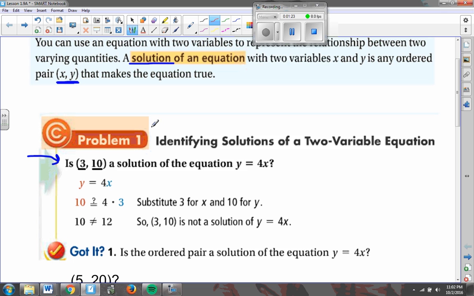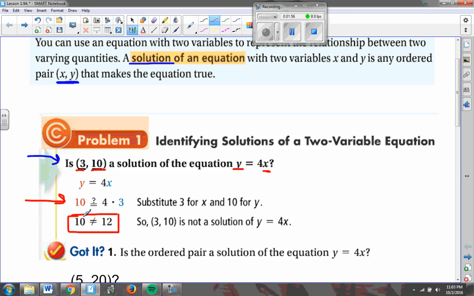So all we have to do to check this is instead of x here, I'm going to put 3 because I know 3 is supposed to be my x number, and instead of a y, I'm going to put a 10. Okay, so I end up with this equation here, which says 10 equals maybe 4 times 3. So we substitute 3 for the x, 10 for the y, and it says 10 equals 4 times 3, right? Well, we should know 4 times 3 is 12, so what we end up with is 10 and 12.